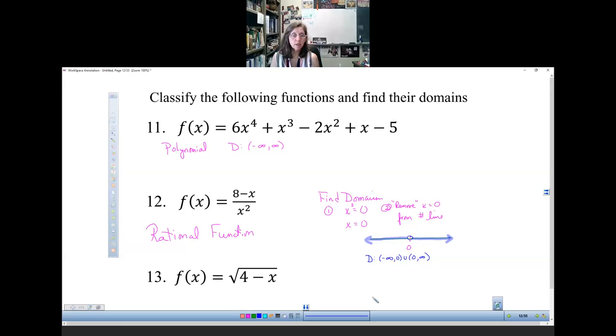So I'm going to stop here and make sure we're good. Whatever value makes the denominator 0, or values that make the denominator 0, we remove them from the number line, and then we get our domain. Questions?